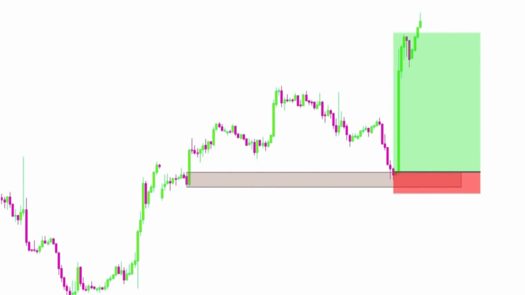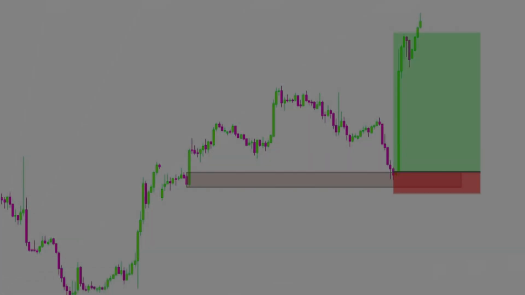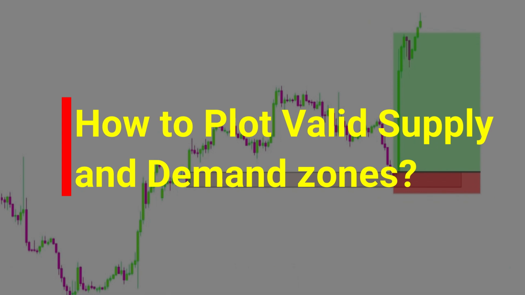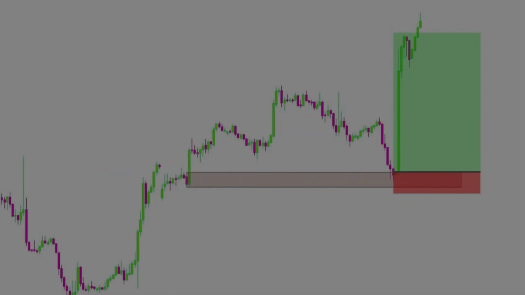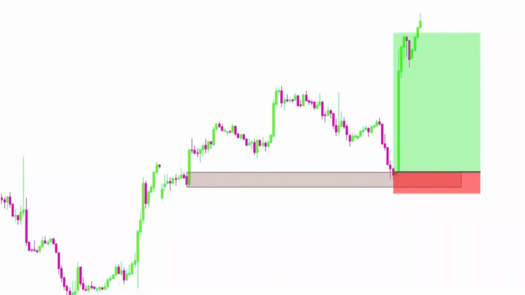Now that we have learned the basics of the smart money concepts, let us move on to how to plot demand and supply zones properly into the market. Let us learn how to plot the demand and supply zones into the market with an example. Let us begin with the first way of plotting the demand and supply zone into the market.